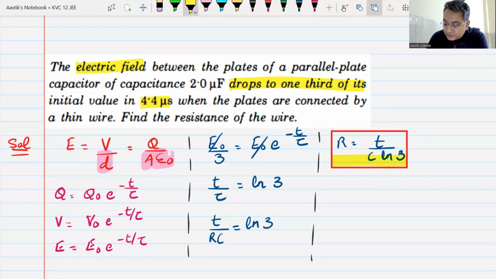And you just had to understand that the formula of electric field will also be similar to the formula of charge or voltage or anything, because it comes from the charge or it comes from the voltage. I will give you 2 minutes to note this down. If you have any problems, any doubts, please come up.